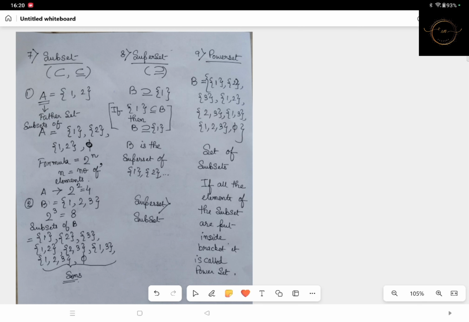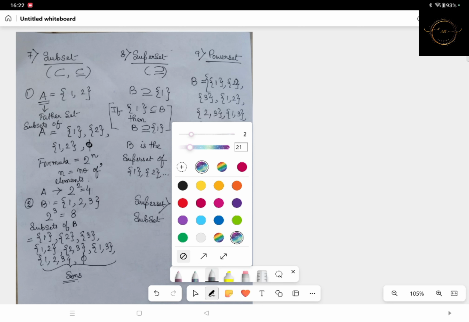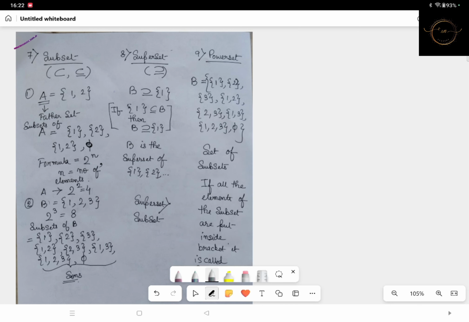Now here I come to the most interesting type of sets. First we will start with subset, then we will come to superset and then power set, one by one. First coming to subset. As you can see, subset has these two notations. Either you can put the first notation or you can put the second notation. Now what is subset? For example, I have taken one example. Now capital A is equals to the set 1, 2. That means A is a set which has two elements, 1 and 2.